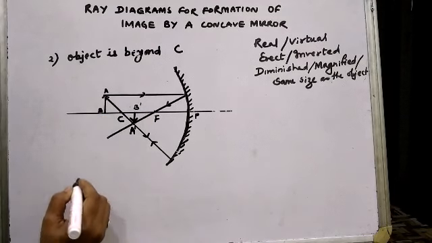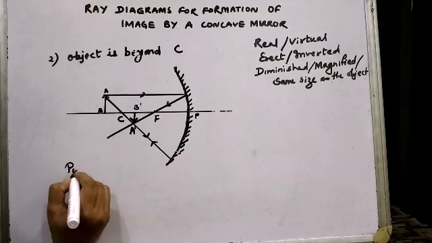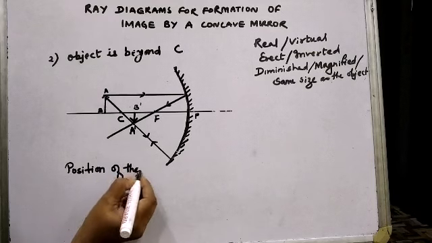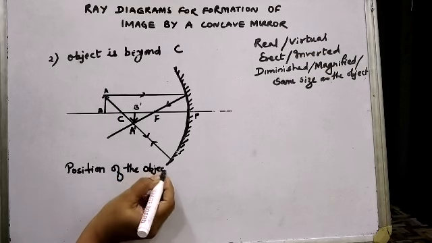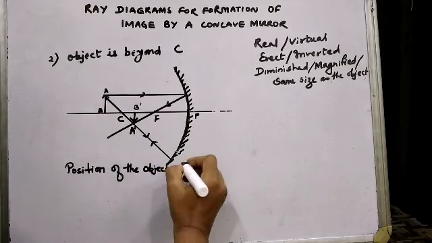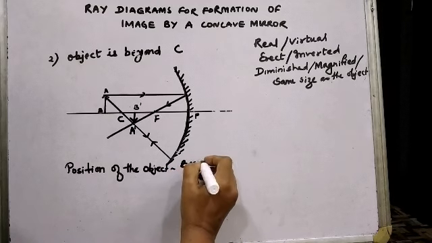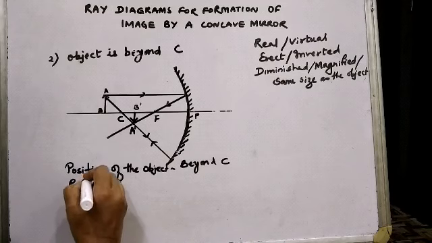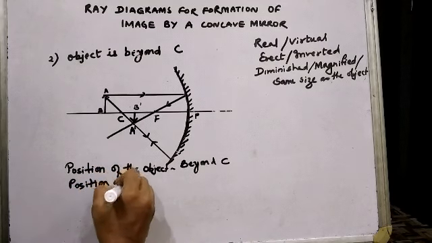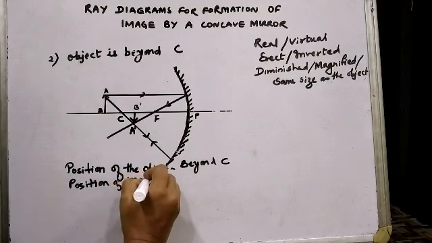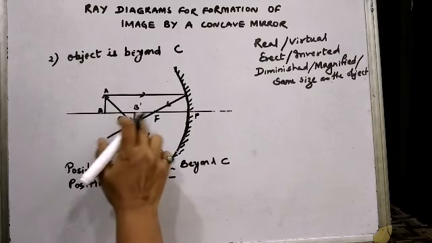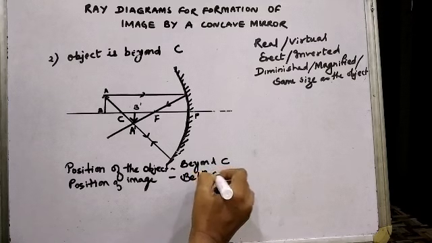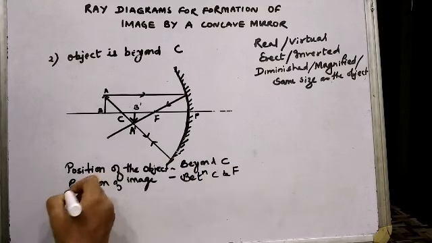Now in order to describe the image, we will first write down the position of the object. The object is beyond center of curvature. So where is the object? Beyond C. What is the position of the image? Position of image is between C and F, that is between center of curvature and focus. So between C and F.